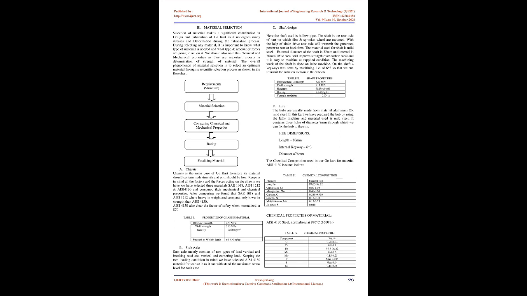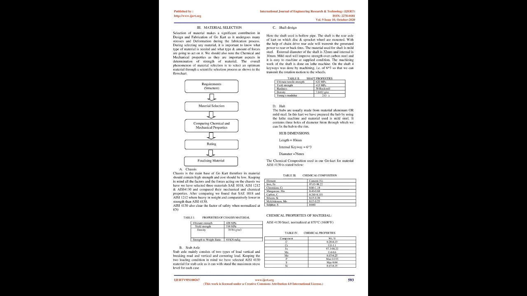B. Stub axle. Stub axle mainly consists of two types of load: vertical and braking load, and vertical and cornering load. Keeping the two loading conditions in mind, we have selected AISI 4130 material for the stub axle as it can withstand the maximum stress level for each case. C. Shaft design. Here the shaft used is a hollow pipe. The shaft is the rear axle of the kart on which the disc and sprocket wheel are mounted. With the help of a chain drive, the rear axle will transmit the generated power to the rear tires.